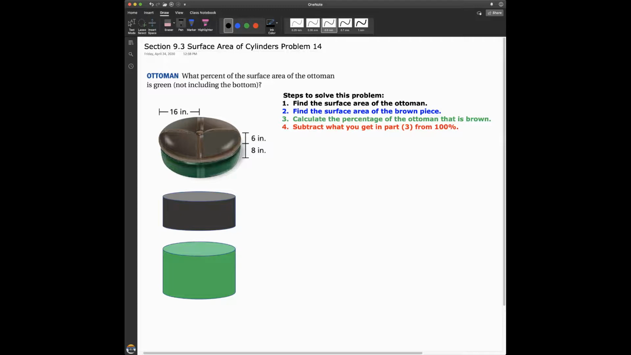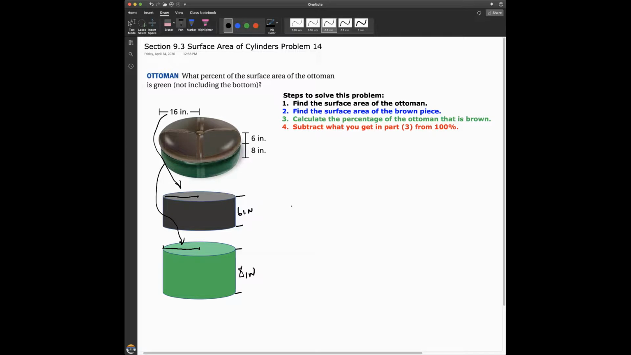It has the dimensions, and I basically drew a little picture down here so we can see what the different pieces are. So this is going to be 6 inches. And then this height will be 8 inches. And then the radius of our ottoman is 16 inches. So I'll just draw that on here. So that's going to be 16 inches.